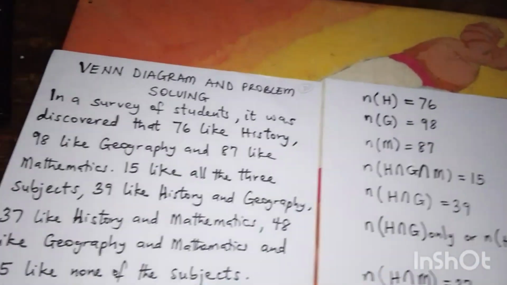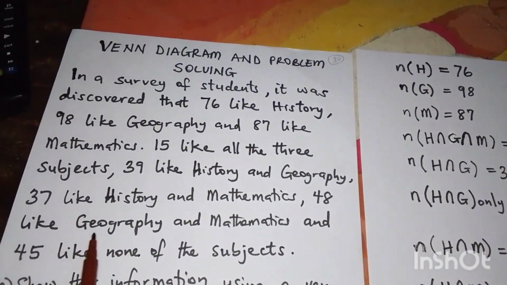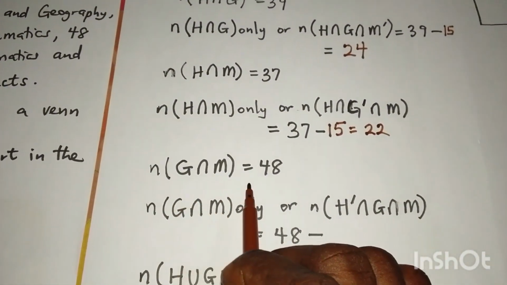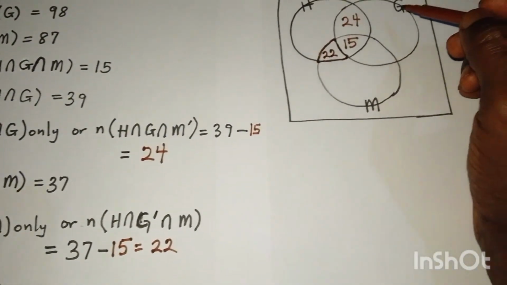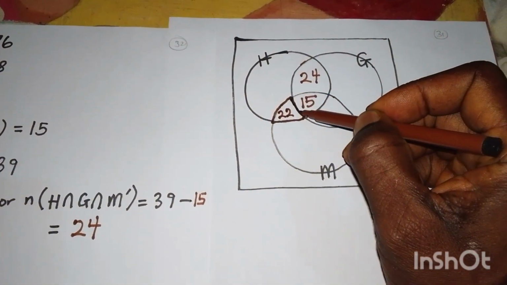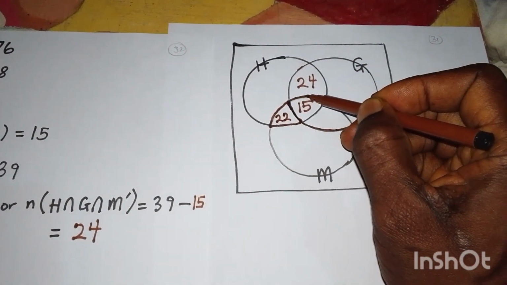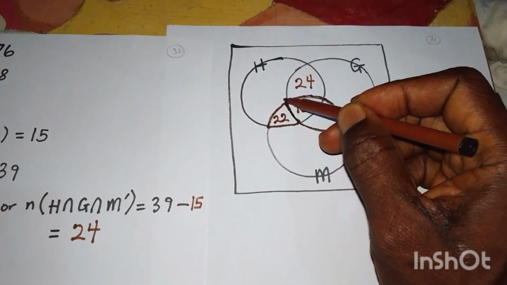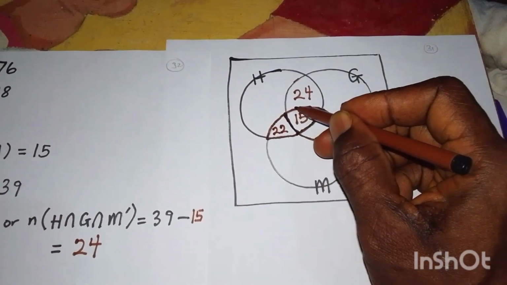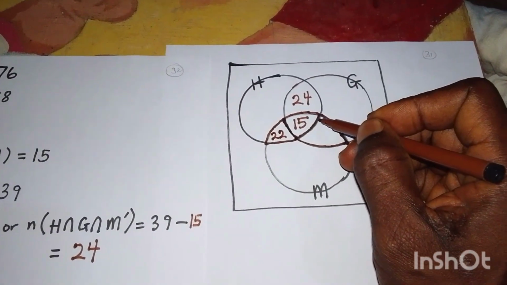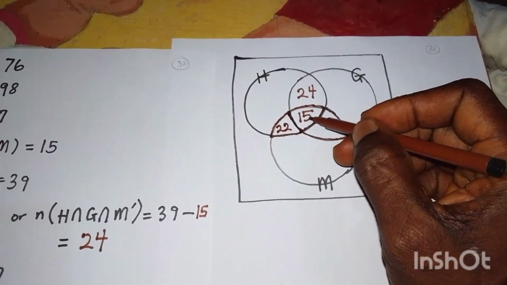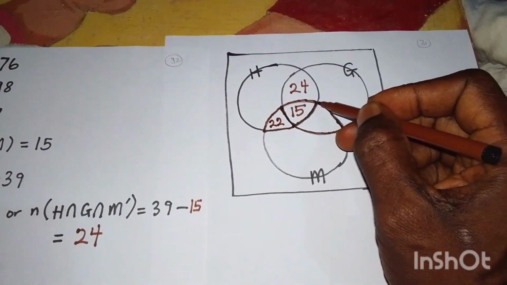Now let's come back to the question. 48 like geography and mathematics. So the number that like geography intersection mathematics is 48. Those that like geography and mathematics are everything here. Out of them, 15 students like the 3 subjects. So those that like only geography and mathematics will be what? 48 minus these 15 students to give us those that are here.